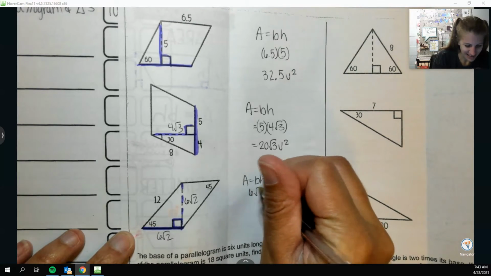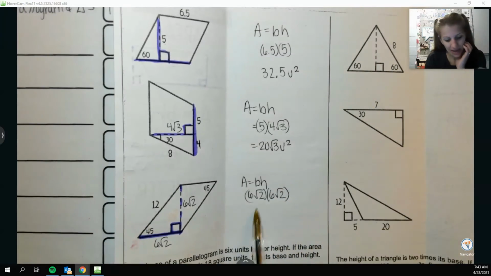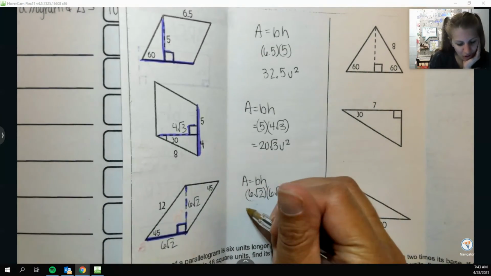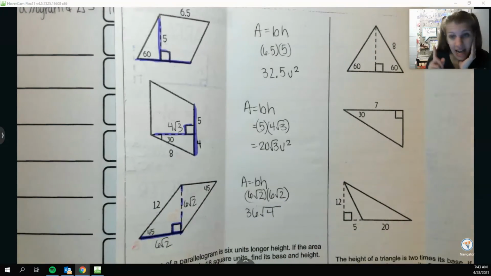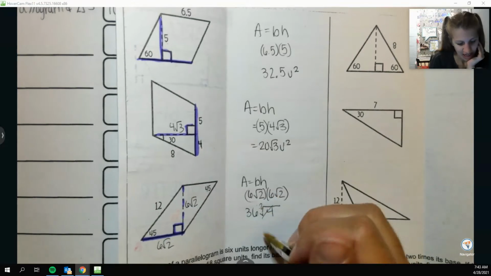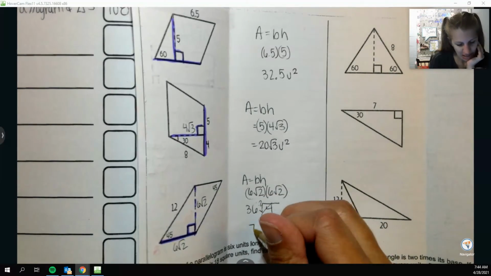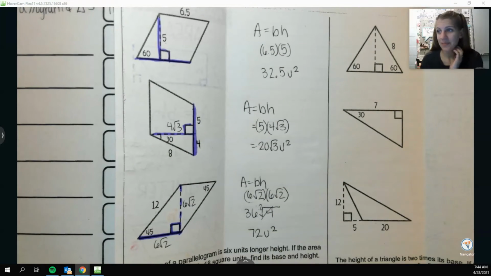So we're going to do 6 root 2 times 6 root 2. So I can multiply the outside numbers for 36, and I can multiply the inside numbers for 4, and then I know the square root of 4 is 2, and so 2 times 36 is 72 units squared.